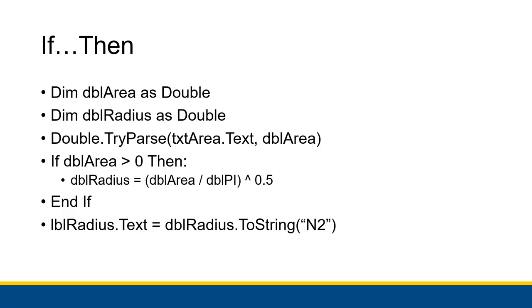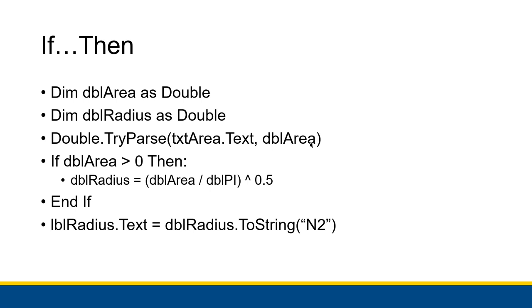Alright, so here is the code associated with that pseudocode that I gave before for calculating the radius of a circle based on its area. So I declare the variables, and of course they have default values, so 0 in both of them. And then I try to parse text area.txt, where the user has input the area of the circle, as a double, and stick that into double area.